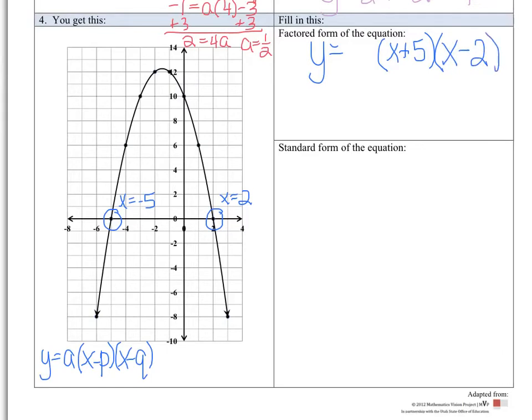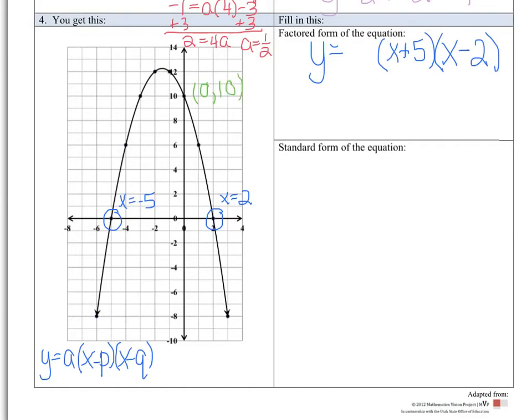Now I still need to find a, and when I look at my vertex, I don't know what it is, so I can't do the method that we did before. However, I can plug in a point. You never, ever, ever want to plug in the x-intercepts. Pick any other point on the graph, but don't pick the x-intercepts. So I'm going to pick my y-intercept, which is (0, 10), and I'm going to plug this point in.